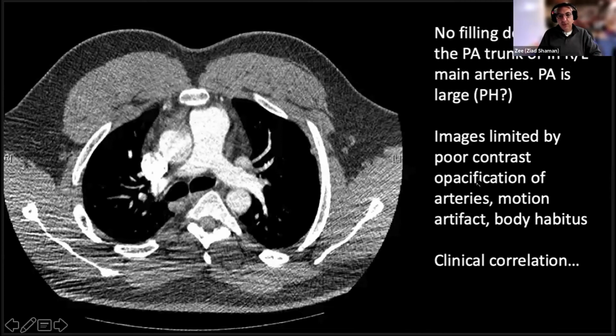The images, of course, were limited by poor contrast opacification of the arteries, motion artifact, body habitus, clinical correlation, the usual. And then you have these questions. Can I use the pulmonary artery size on CAT scan to decide if there is pulmonary hypertension? And can I use it to decide on the degree of pulmonary hypertension, mainly the pulmonary artery pressure?